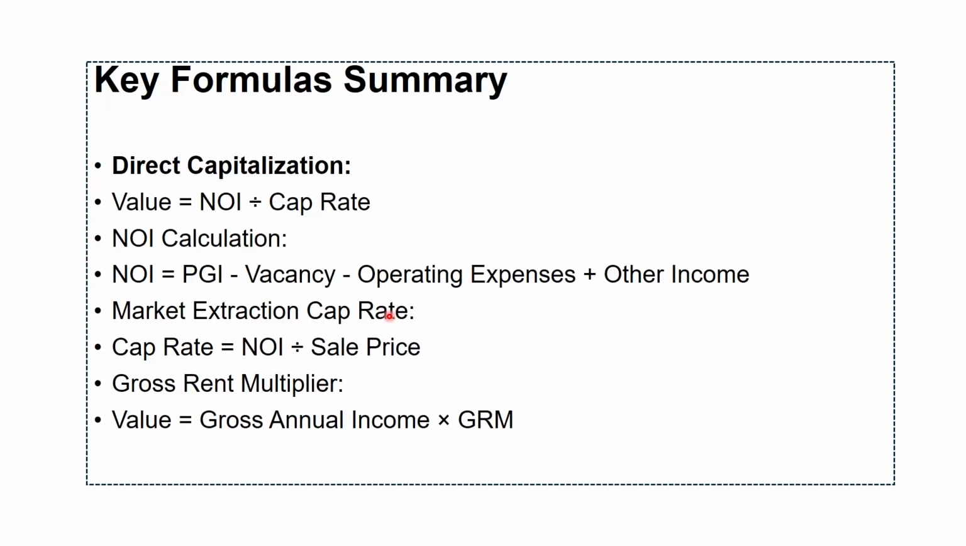Key formulas we should remember: value is equal to NOI divided by cap rate. For direct capitalization, NOI calculation should be PGI minus vacancy minus operating expenses plus other income. Market extraction cap rate is equal to NOI divided by sale price. Gross rent multiplier: value is equal to gross annual income times GRM.